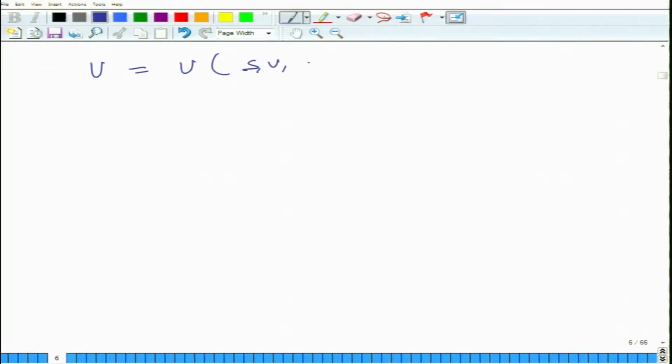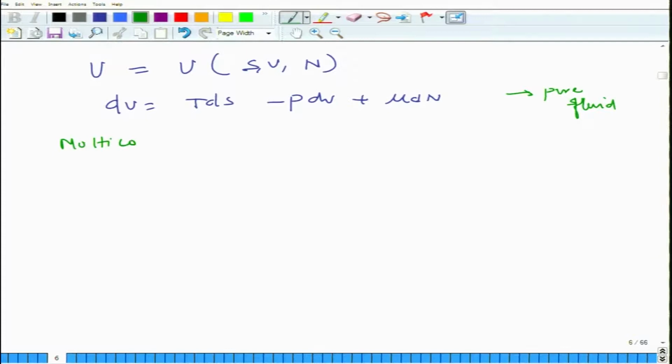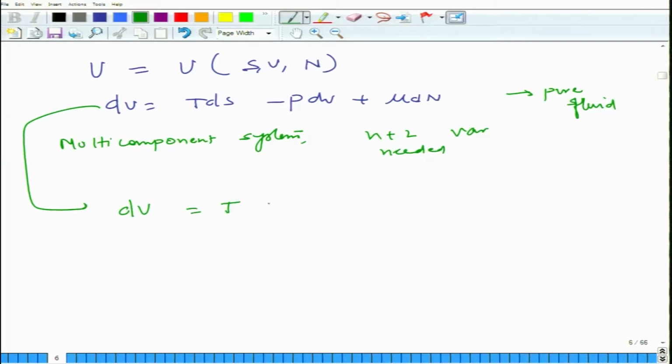U. Now for complete information you have S, V as well as N. So the differential relation is TdS minus PdV plus mu dN, okay. Now this is for a pure system, okay, pure fluid. More generally for a multi-component system, you need n plus 2 variables. So if there are n components, you need n plus 2 variables to characterize the state of the system. In that case, the fundamental equation can be written as dU is equal to TdS minus PdV plus summation mu_i dN_i, i equal to 1 to the number of components, okay. So this is your expression.